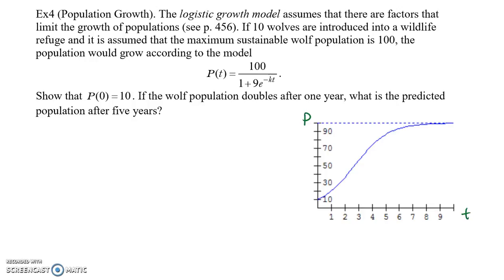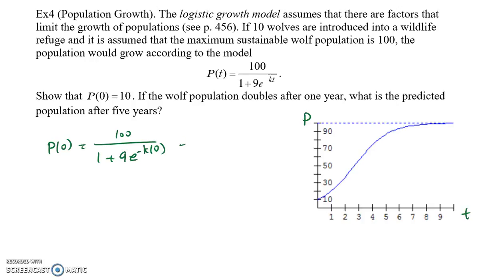So we're going to try to determine all of this algebraically. First of all, show that P of 0 equals 10. Okay, so we're going to use our model 100 over 1 plus 9 e to the minus kt. Let t be 0. So P of 0 would be 100 over 1 plus 9 e to the minus k times 0. We don't know what k is at this point. As it turns out, for this step, it doesn't really matter what k is. We don't really need to know it. We're multiplying it by 0, so that whole exponent just becomes 0.